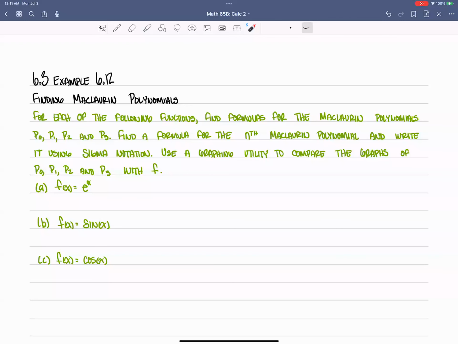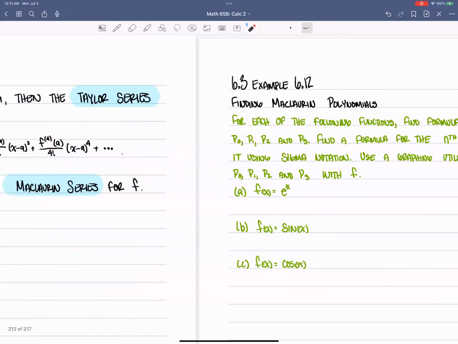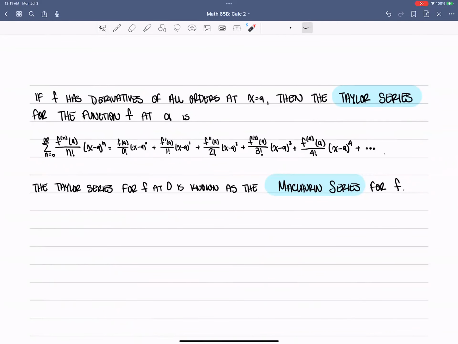Section 6.3, example 12, finding the Maclaurin polynomials for each of the following. So the only difference between Taylor series and Maclaurin series is that for Maclaurin, a is equal to 0. So if a were equal to 0, here we would lose that. We would have x to the power 1. Here we would just have x to the power 2. So Maclaurin is a little bit easier, not a whole lot easier, but it's a lot easier than having to do the Taylor series centered at a over here.